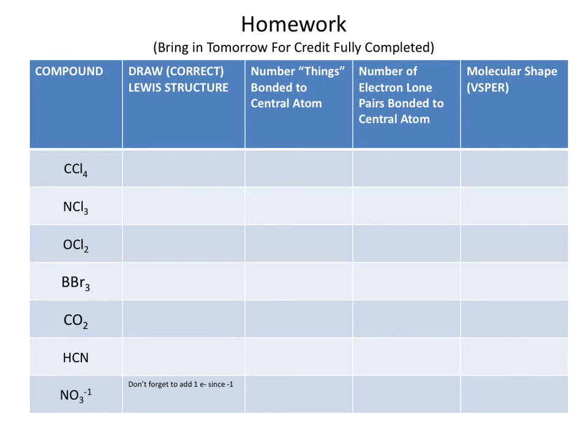When you draw the Lewis structure for the NO3-, remember it's -1, so that means we have to add 1 electron to the total valence electrons that come in with each atom to get an even number, and then construct your Lewis structure based on that. All right, so that's the end of the assignment, and then we can go from there.